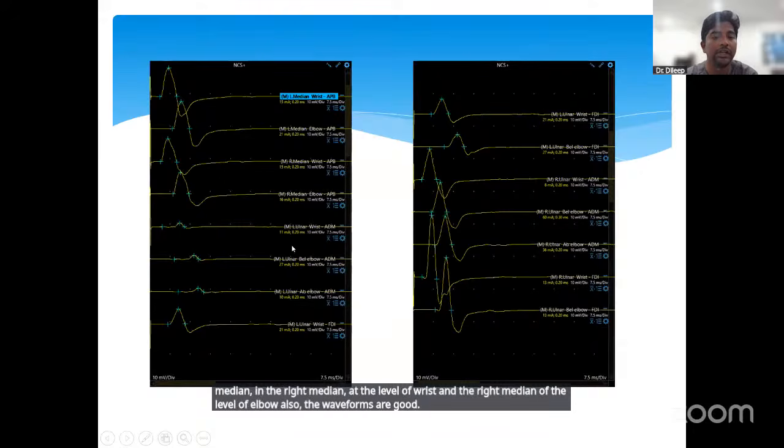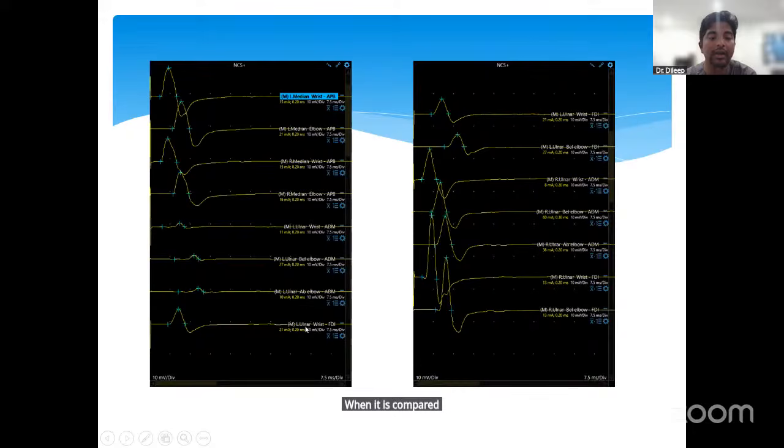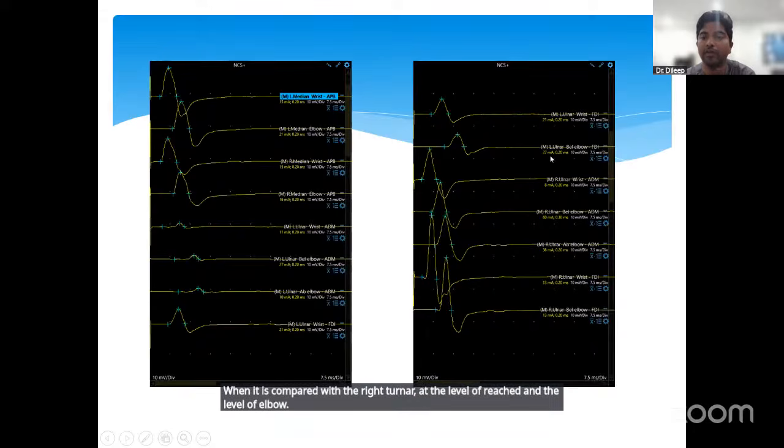When eliciting the left ulnar at the level of wrist in the ADM, there is a decreased amplitude and increased latencies. When recording the left ulnar below the elbow and above the elbow, there is a significant decrease in the amplitudes on the left. When it is compared with the right ulnar at the level of wrist, below elbow and above elbow, the waveforms are good, and the latency and amplitude are normal.